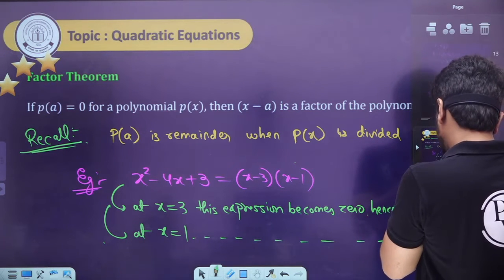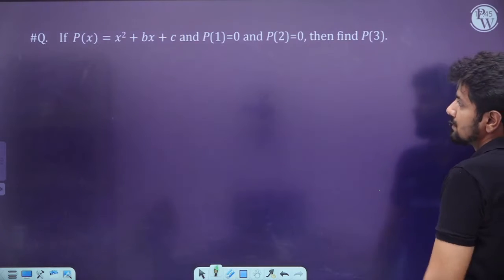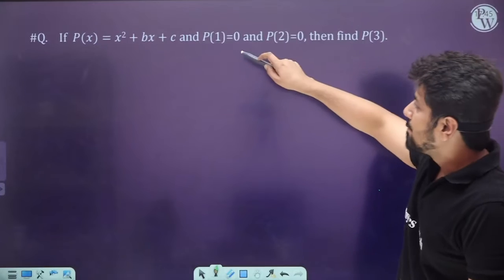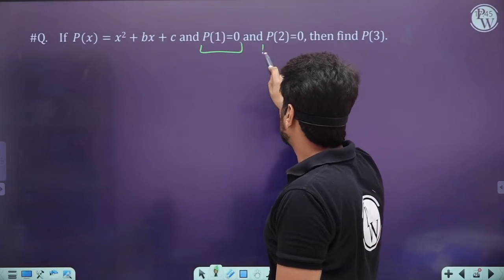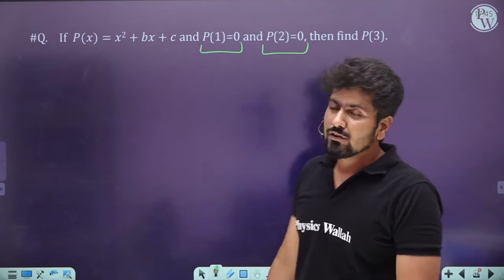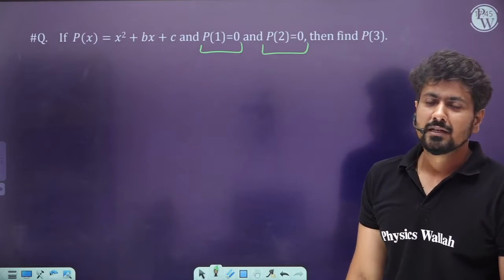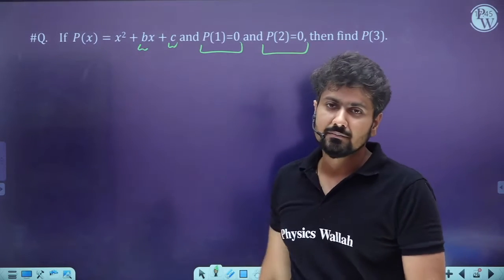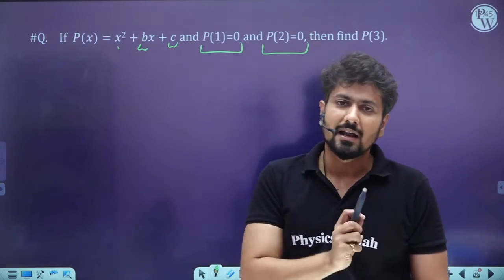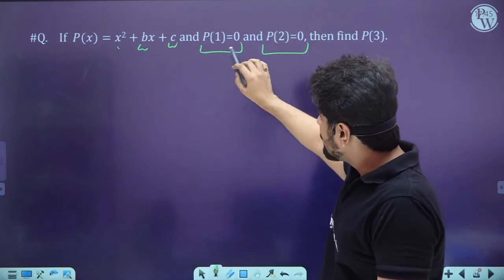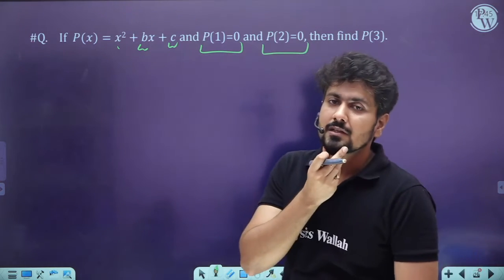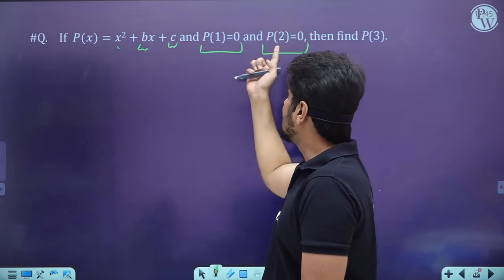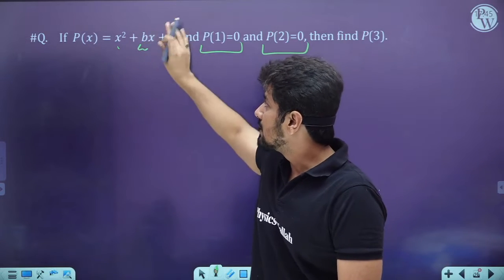Now, let's have a look at this question. If p(x) is equal to x square plus bx plus c, and p of 1 is 0 and p of 2 is 0, then find the value for p of 3. An expression is given. We don't know the value for b, we don't know the value for c. We have the coefficient of x square as 1. I know 2 values of x where it is becoming 0. What are those 2 values? 1 and 2.